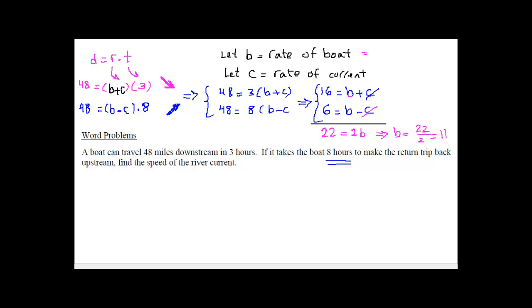So that would be 11 miles per hour. That's the rate of the boat. But they're asking you what's the speed of the river. We can substitute back into either of these two equations, right? We can write 6 is equal to B minus C. Now we know the speed of the boat is 11. So what is C?